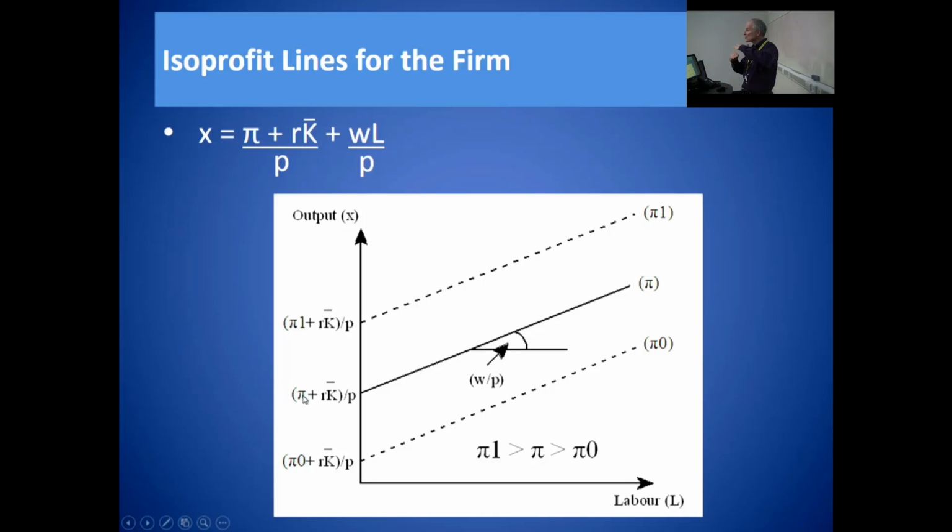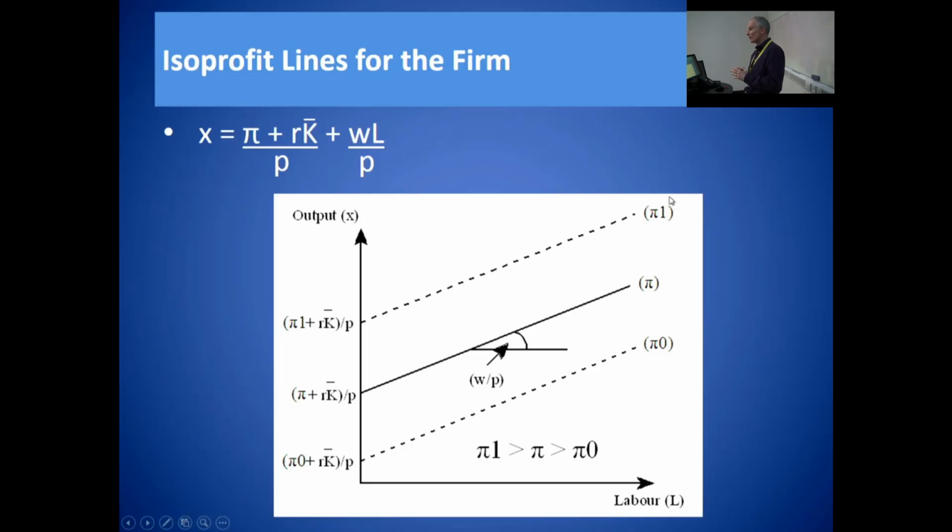And so if profits increased, that vertical intercept would increase. So, for example, if profits went up from pi to pi 1, that vertical intercept would also increase. And hence, this higher iso-profit line here is associated with a higher level of profits. And indeed, anywhere along this iso-profit line, profits are fixed or constant at pi 1.